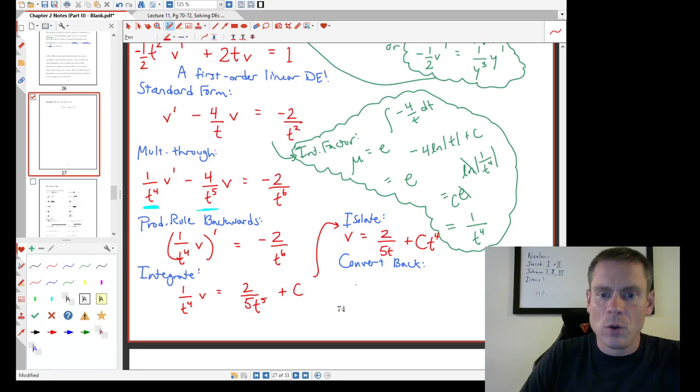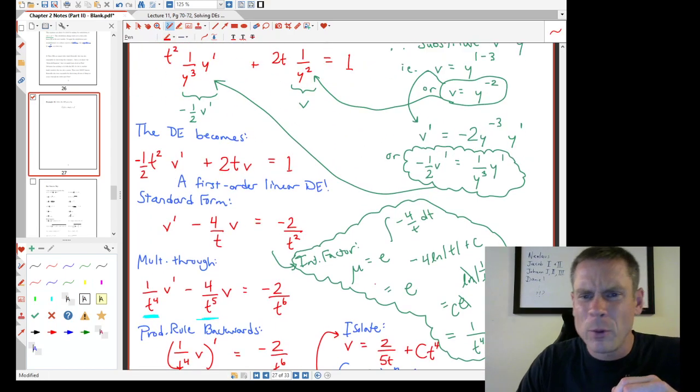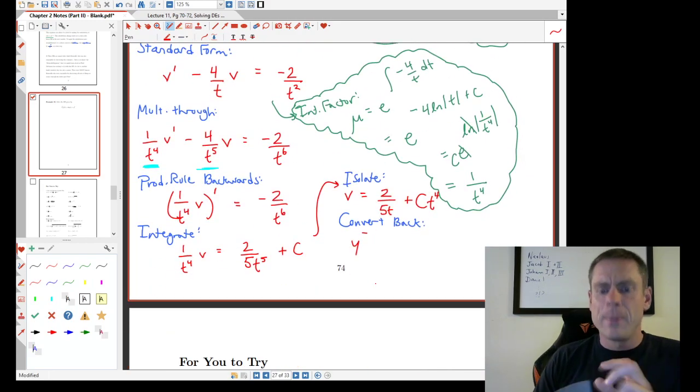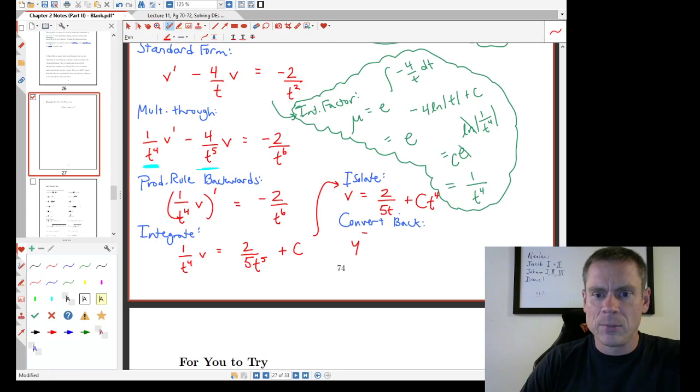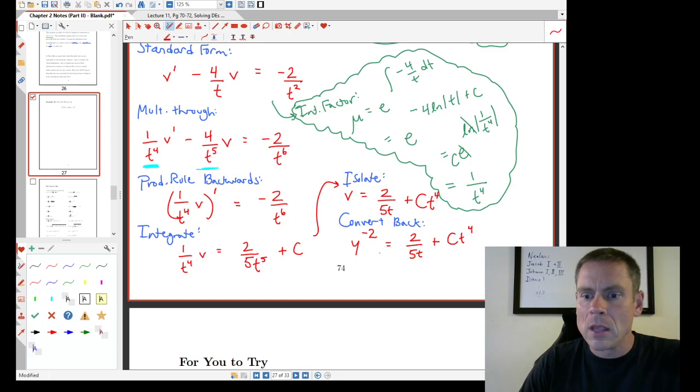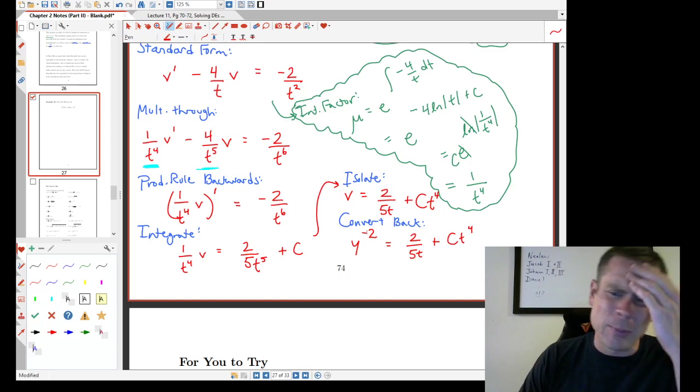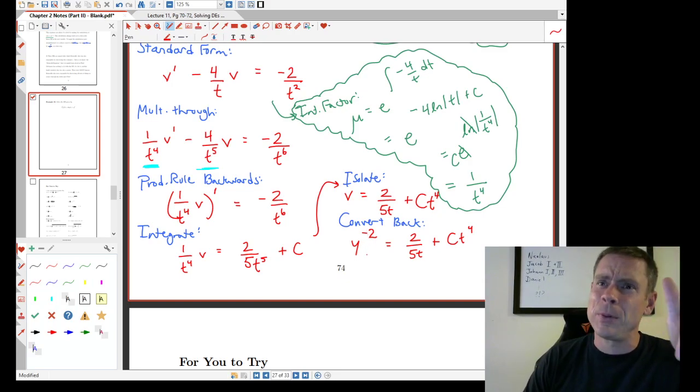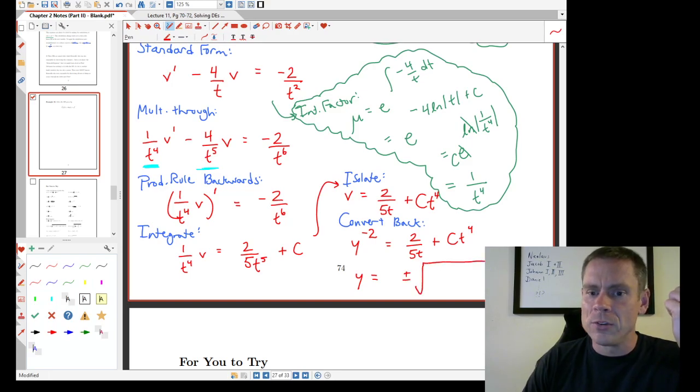So we have a y to the, did I say 1/2? I meant 2. Y to the minus 2 is equal to that 2 over 5t plus ct to the 4. And if I think about what this means, 1 over y squared. So if I take the reciprocal and then take plus or minus the square root, we should be good. So I'm going to get y equals, okay, ready? It's plus or minus the square root of 1 over this stuff. A couple things here.